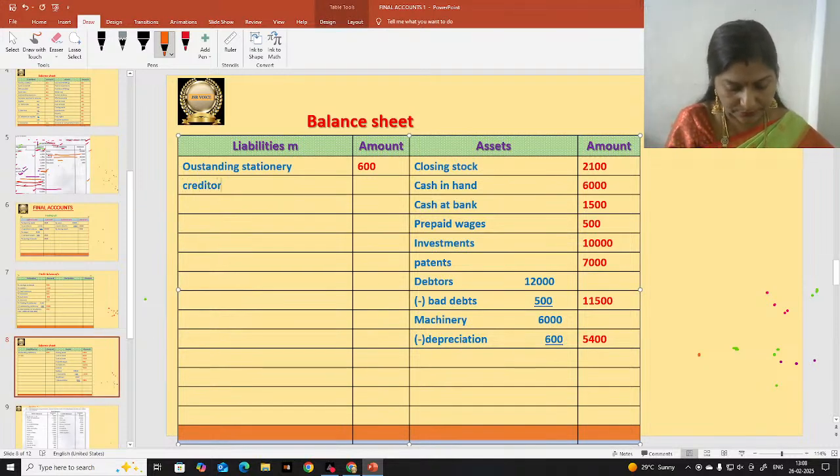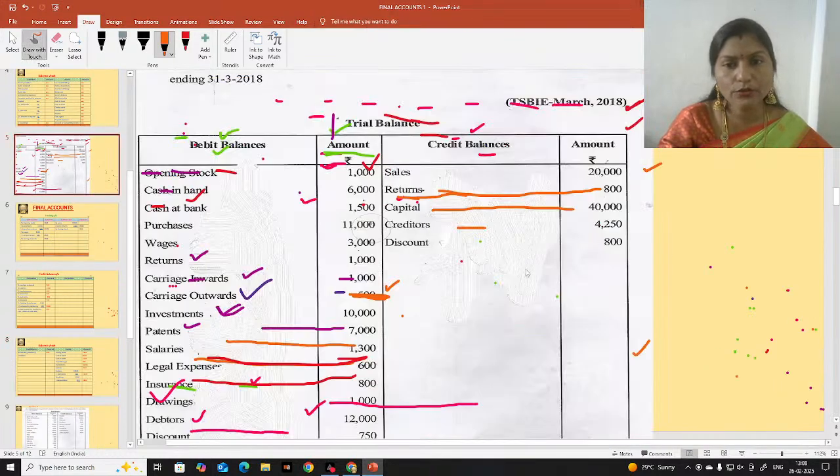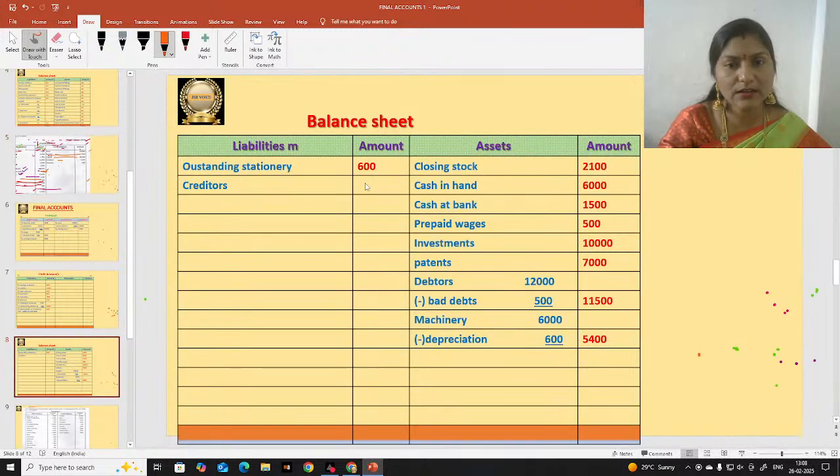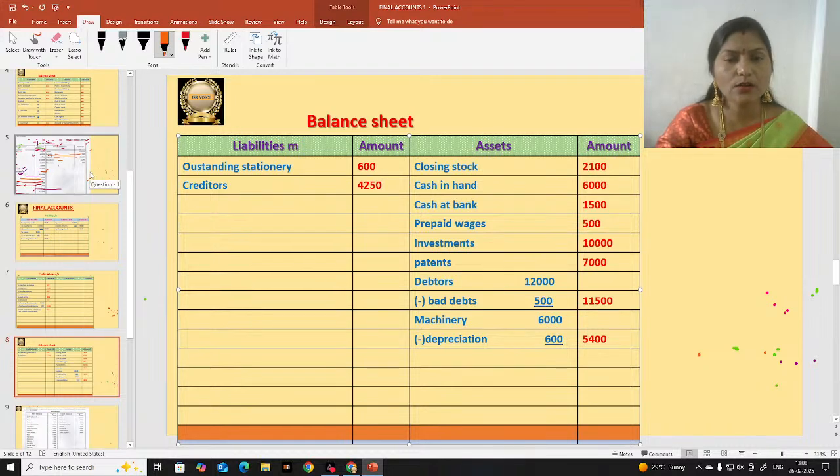Creditors. How much we have creditors? 4,250. Let us record 4,250 here. Okay, so next let us go to next item.